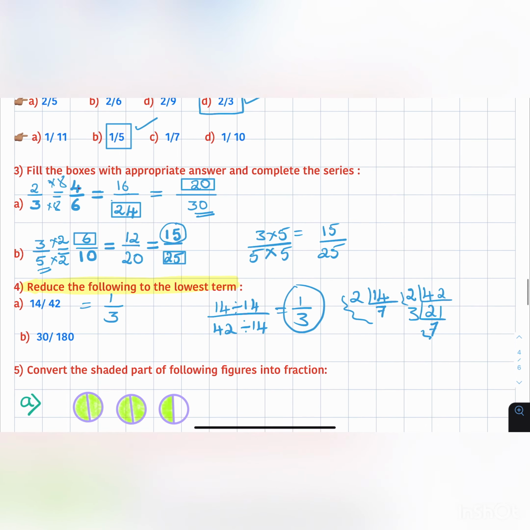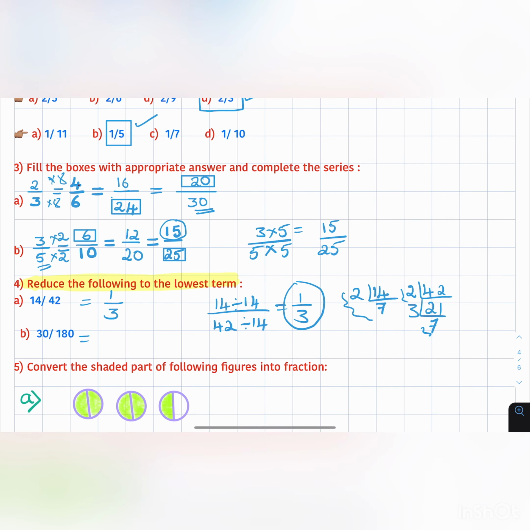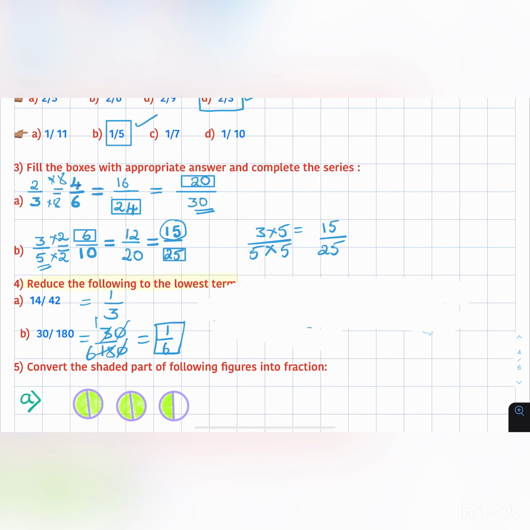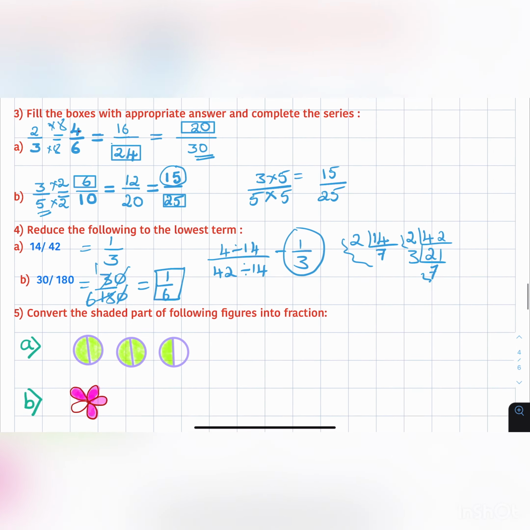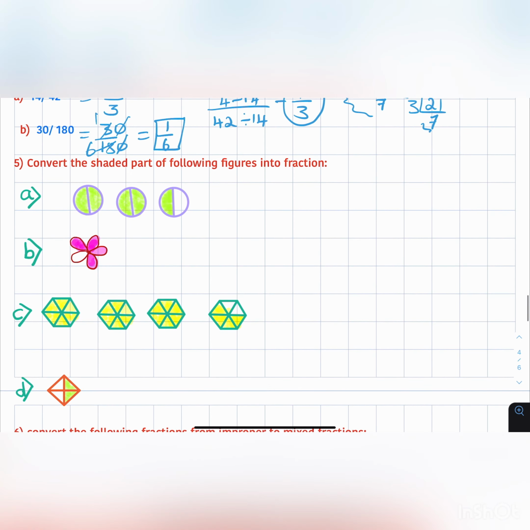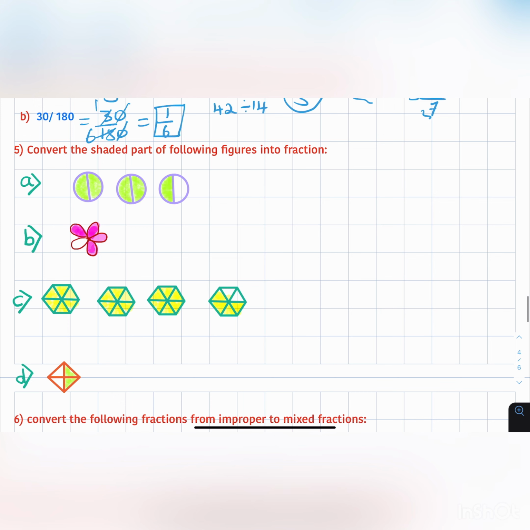Okay, then the next one, 30 by 180. We can cut it, and then 3 ones are 3, 3 6s are 18, so this is 1 by 6. You can find out the HCF also, if you want. Then the next one, convert the shaded part of the figure into fractions.